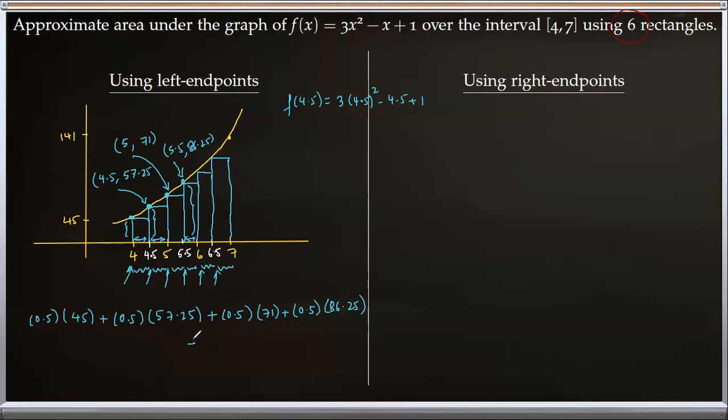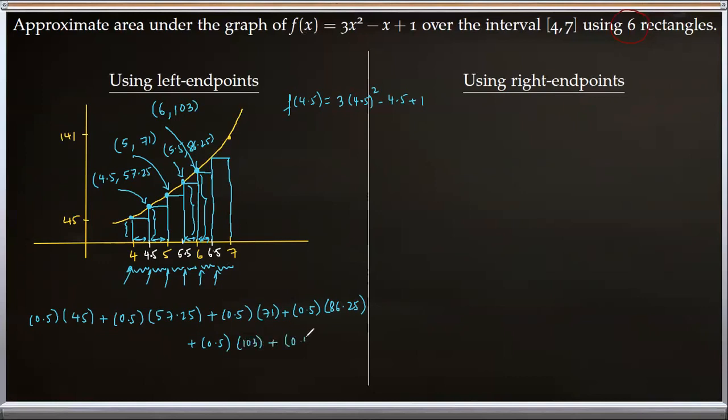Now the fifth one, the width is still 0.5 for this one. And for the height, we just need to find the y value at 6. So this point here, I'm going to write that up here. And we found that in our previous example to be 103. So the height of the fifth rectangle is 103.